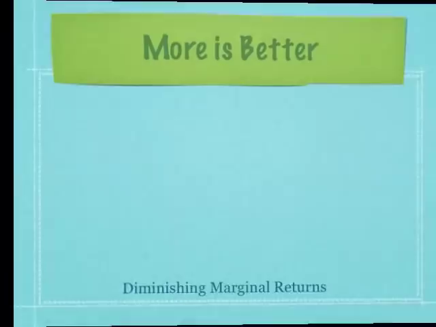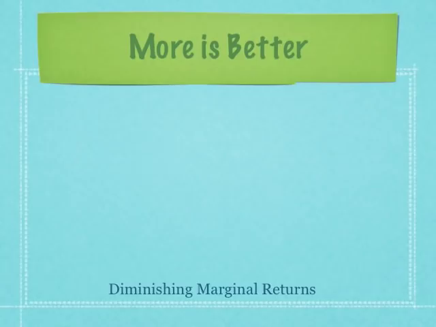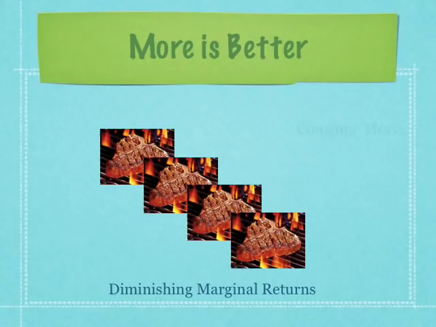We say that more is better, but there's also the law of diminishing marginal returns, which says, as I consume more steak, I enjoy it less. With each bite of a steak I take, I enjoy the steak less and less.